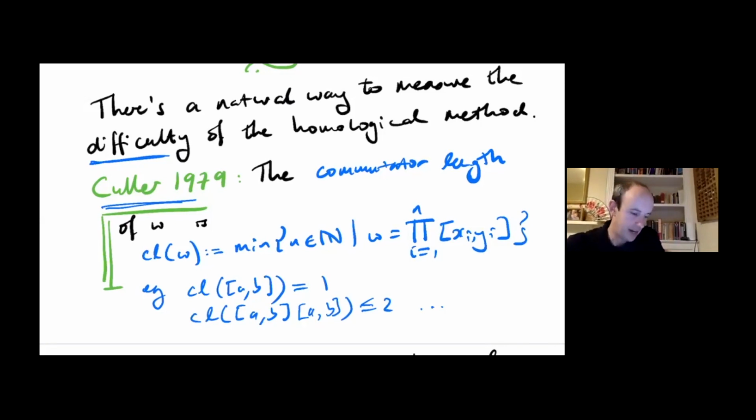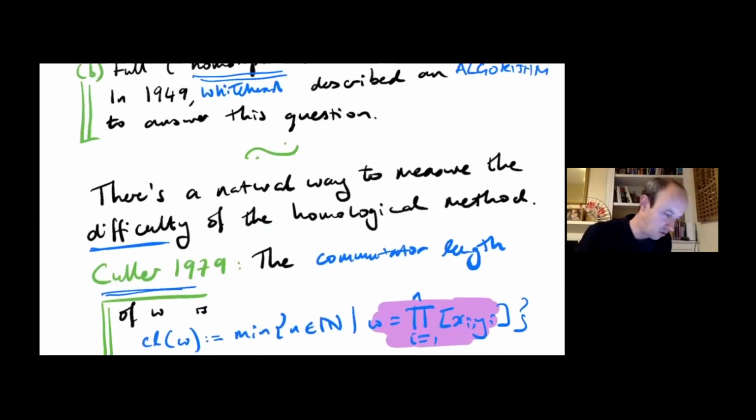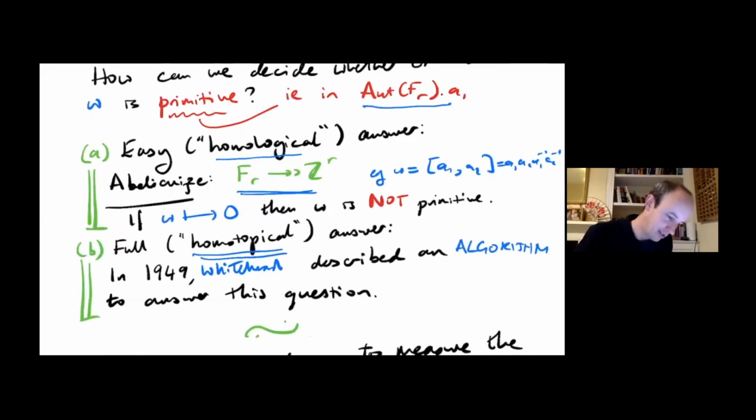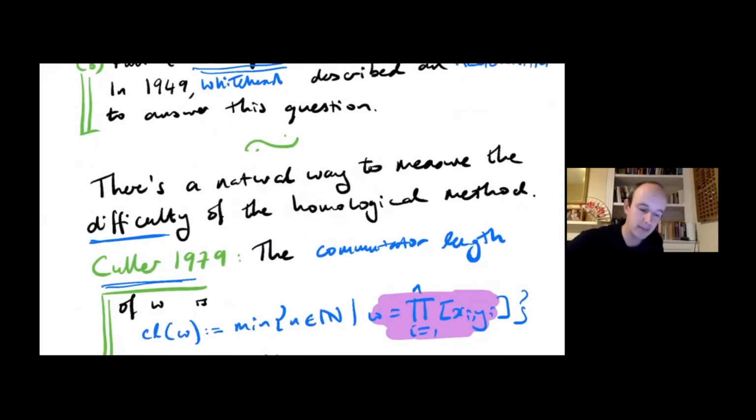And if you think about it, you get this kind of expression for your word if and only if your word is 0 under the abelianization. You're 0 in the abelianization exactly if you're in the commutator subgroup, which is exactly if you're a product of commutators. So this is somehow measuring how easy it is to check that your word is 0 in the abelianization. Okay.